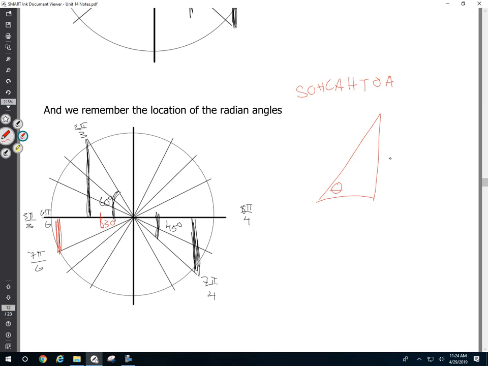If I have a 30, 60, 90 triangle with side lengths like this, and I have this angle here, and I ask you, what is the sine of that angle? Sine is opposite over hypotenuse, right? What's opposite the angle? Discuss with your neighbors. What is the sine of this angle if I have side lengths of this right triangle like this? What is it? Discuss.